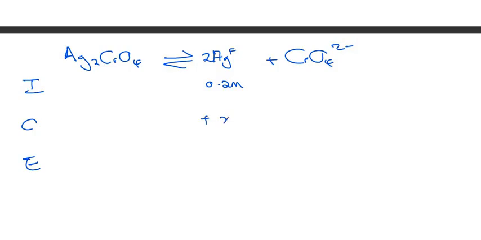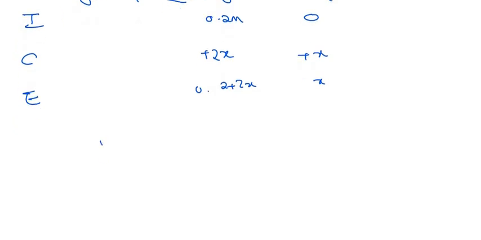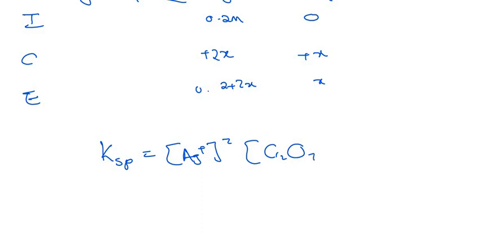For the change and equilibrium rows, we know that here the change is supposed to be positive 2x. Here we put a 0 for the initial, and the change here has to be positive x. So this has to be 0.2 plus 2x, and here we're having x. They gave us the KSP, so we know what KSP is. KSP is supposed to be Ag to the power 2 and the CrO4 2 negative, which has a power of 1.